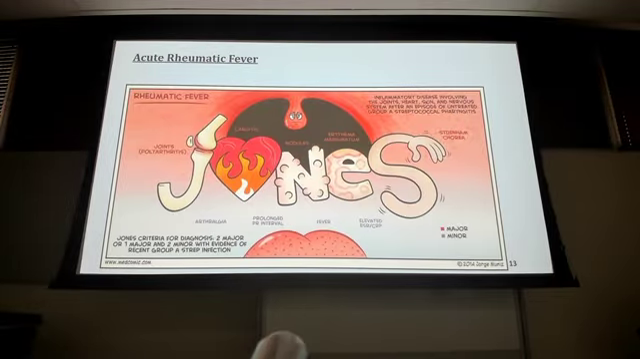But before we jump into the specific valvular lesions, we've got to talk about acute rheumatic fever and rheumatic heart disease, because in the industrialized world, this is a very rare thing. But in global communities, this is the most common cause of valvular heart disease.